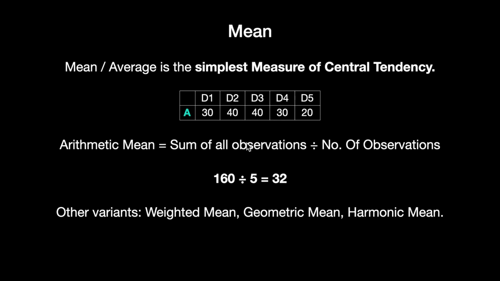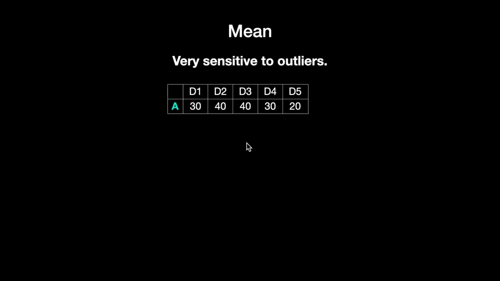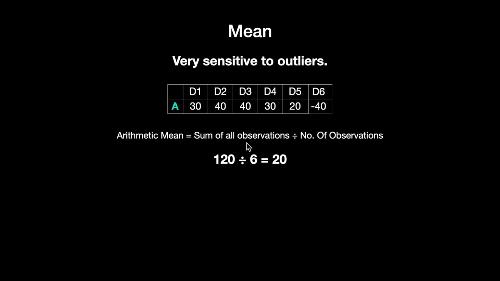Now, mean has a few other variants. What we've dealt with right now is known as the arithmetic mean. The one problem with mean, although simple to calculate and easy to use, is the fact that it is very sensitive to outliers. To show you what I mean, let's assume that location A is now confronted with a cold front. So on day 6, it's recorded a historic temperature of negative 40 degrees.